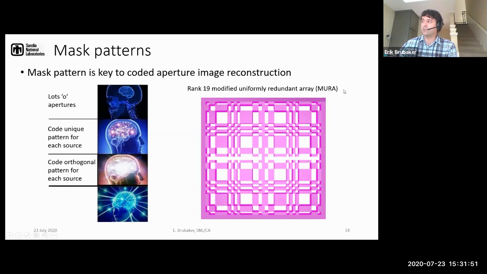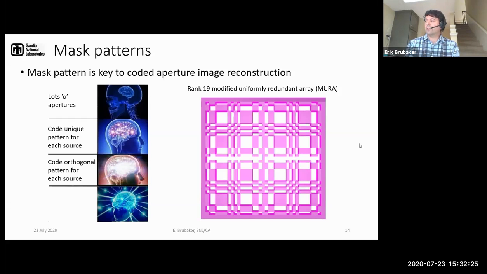This is called a modified uniformly redundant array, and there's particular math that goes into creating this pattern. The rank 19 there means that there's 19 by 19 elements, though in fact what's happening here is that pattern is repeated 4 times in a 2 by 2 pattern with slightly different middle rows and row and column in between those 2 by 2. And so the key feature that this mask pattern provides is orthogonality. And that's a key feature.